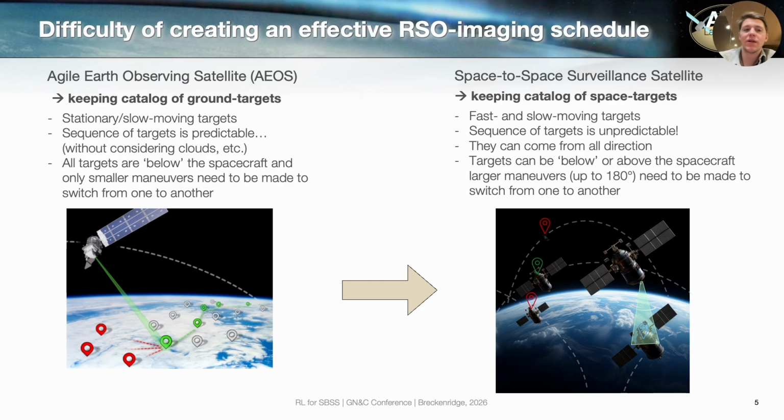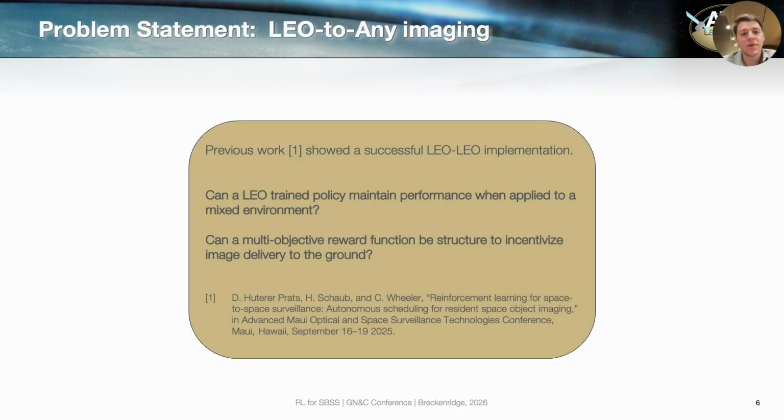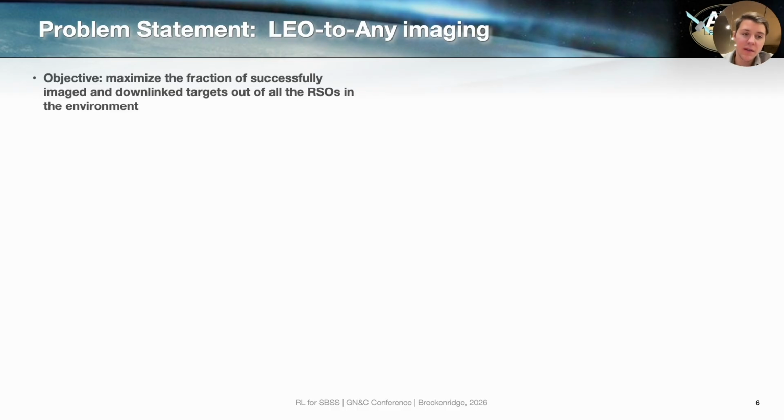So, to look at the problem statement, in prior work, we looked at an implementation of LEO to LEO, where we had a LEO platform trying to image 100 other LEO targets. Now, in this work, we're trying to understand, can a LEO-trained policy maintain performance when applied to a mixed environment? And also, can a multi-objective reward function be structured to incentivize image delivery to the ground? In particular, what we want to achieve in this problem is to maximize the fraction of successfully imaged and downlinked targets out of all the RSOs in the environment.